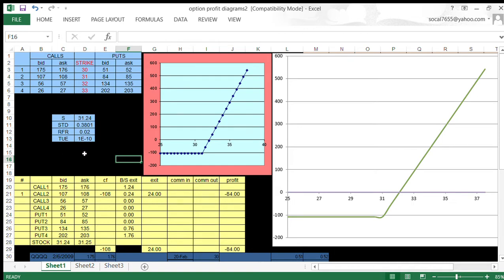Time to expiration. Risk-free rate is assumed to be 2% in continuously compounded form. Standard deviation, expected volatility, implied volatility, whatever you want to call it. Really high, 0.38, just because. And stock price assumption at the end of the period is 31.24.